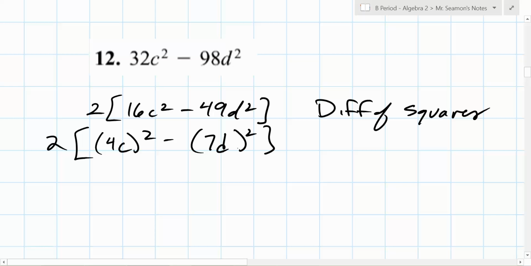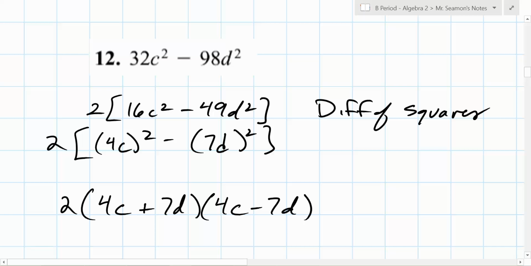So do you remember when it's a squared minus b squared? It's a plus b times a minus b. Exactly. So this is going to be 2 times what, Noah? 4c plus 7d times 4c minus 7d. Done. There it is.